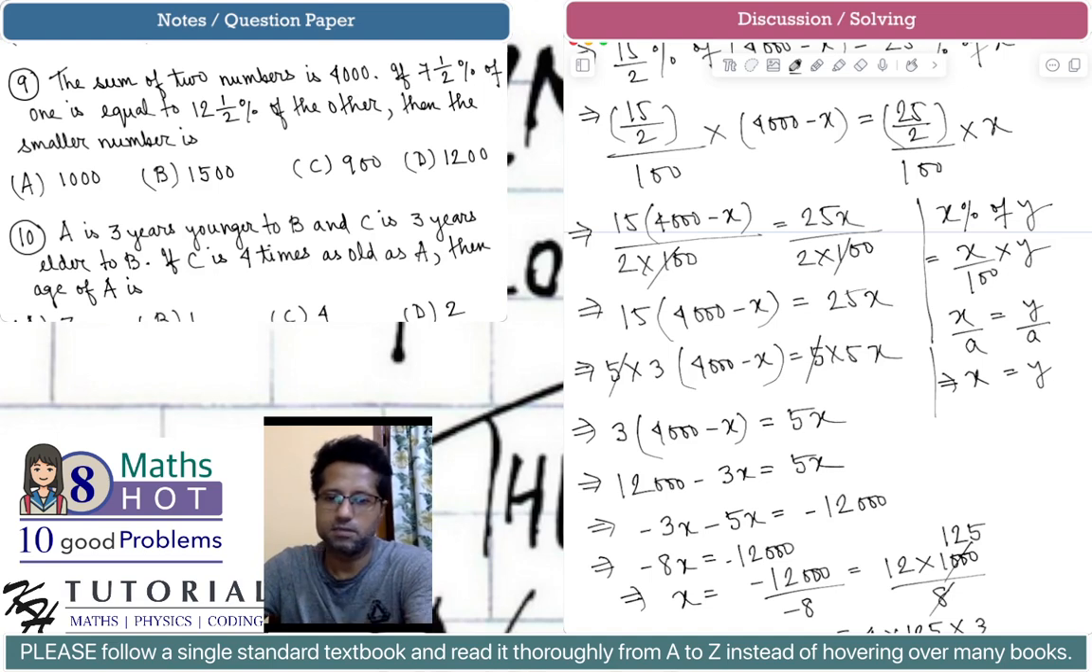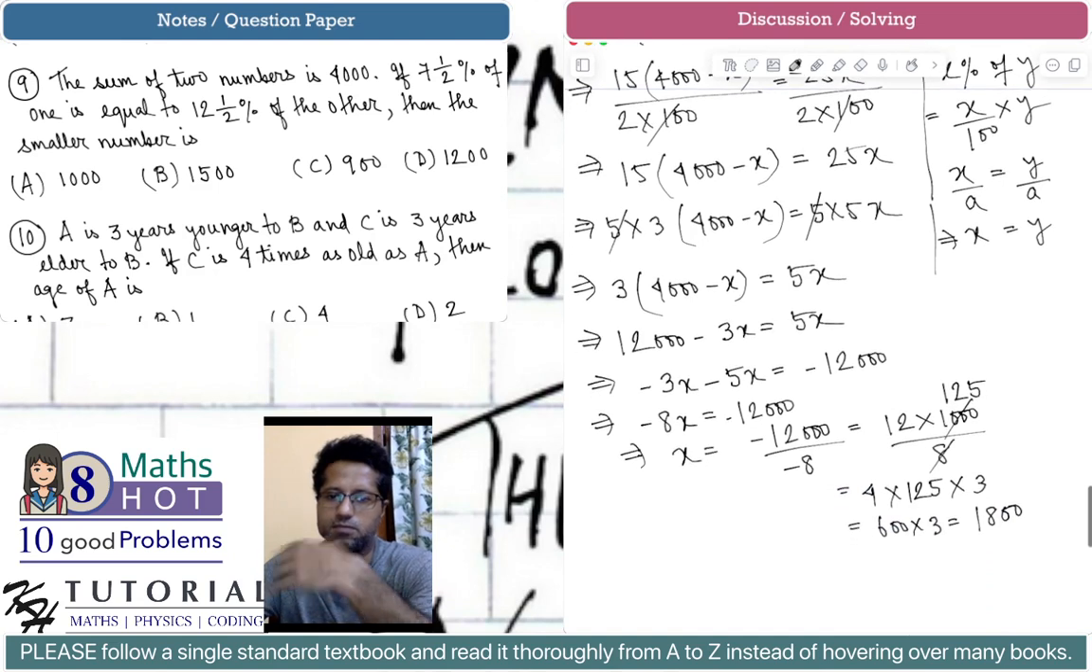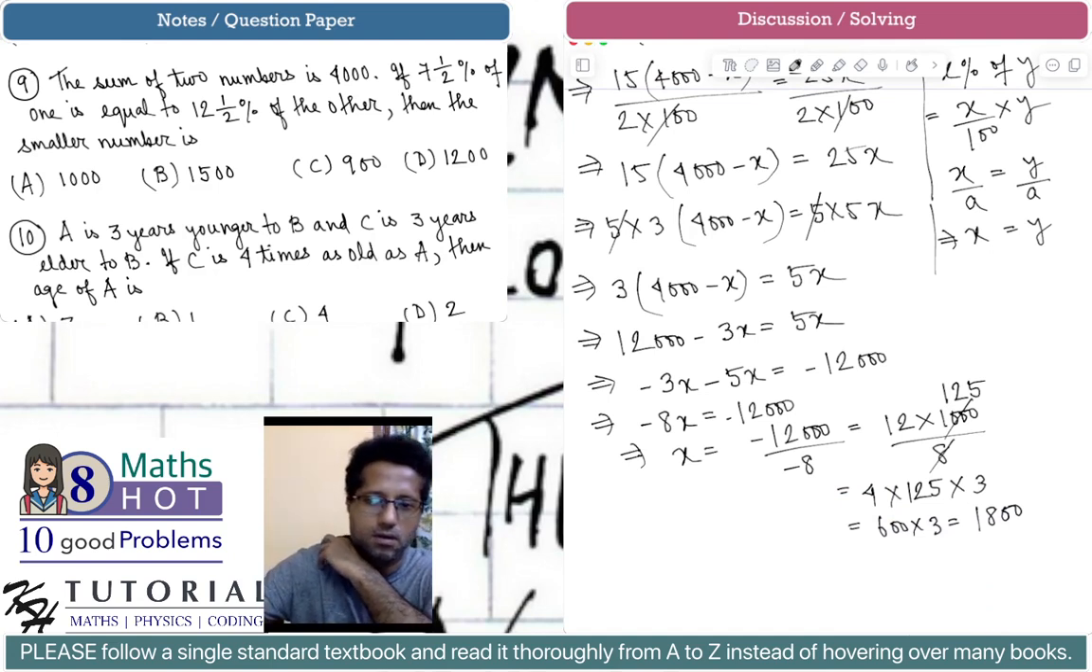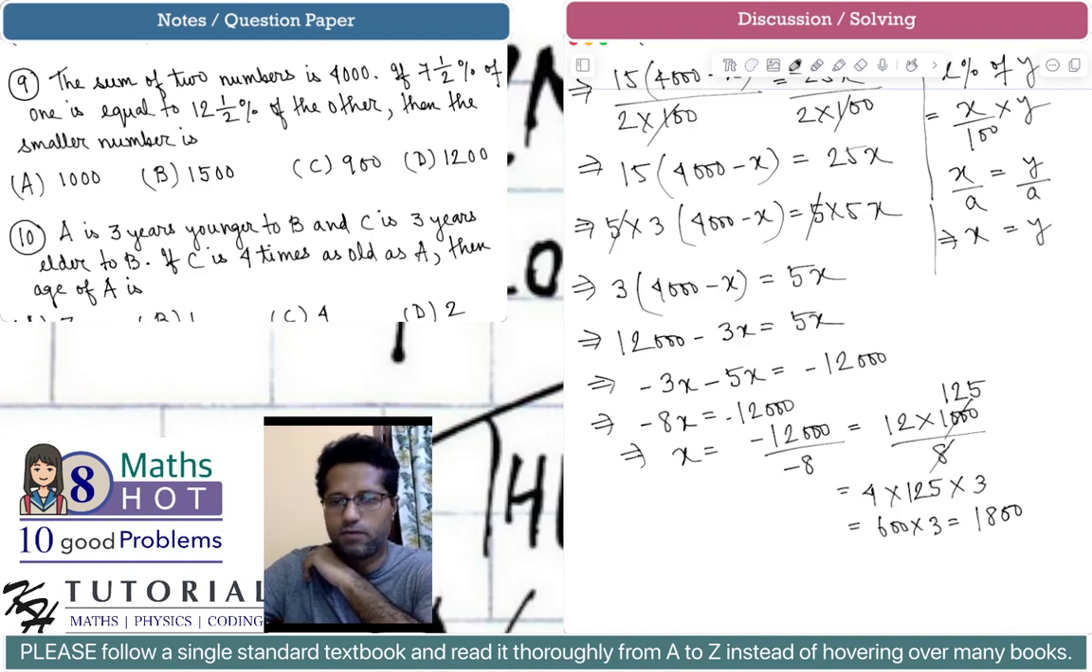So this implies 12,000 minus 3x is equal to 5x. This implies 3x minus 5x is equal to minus 12,000, and minus 8x is equal to minus 12,000. This implies x is equal to minus 12,000 by minus 8, which is equal to 12 into 1000 by 8.